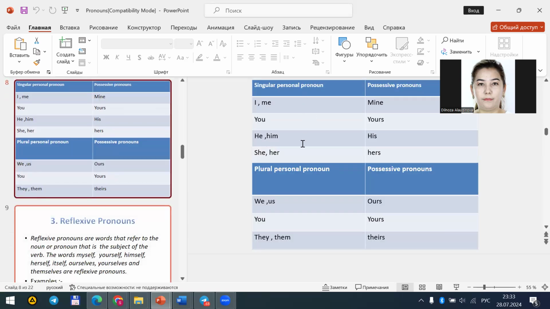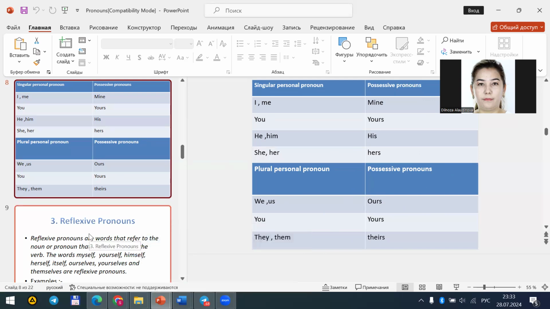Singular personal pronoun, possessive pronoun. I, me, mine. You, yours. He, him, his. She, her, hers. Plural personal pronoun and possessive pronouns. We, us, ours. You, yours. They, them, theirs. It's the table of possessive pronouns.